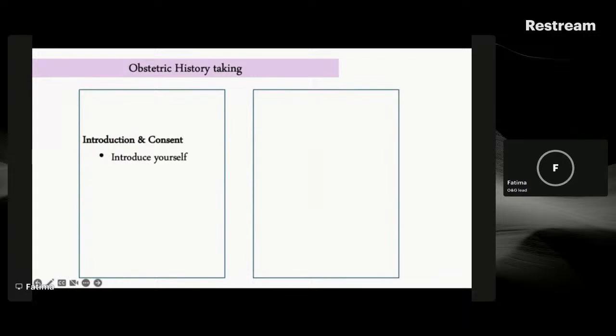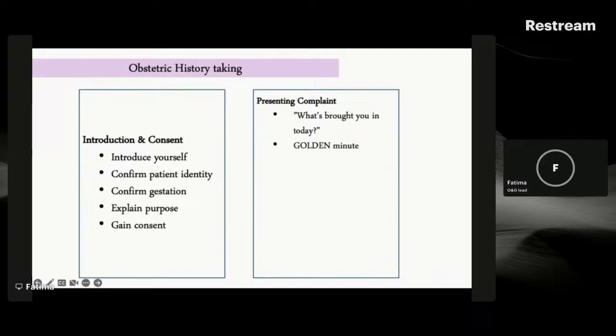So in terms of introduction and consent, you're introducing yourself, confirming the patient's identity, confirming their gestation, explaining the purpose of this whole consultation, and gaining consent as well. This is important because it builds rapport, it's essential for OSCE marks, it puts the patient at ease, and it ensures that the patient has understood what's happening. You then go on to presenting complaints.